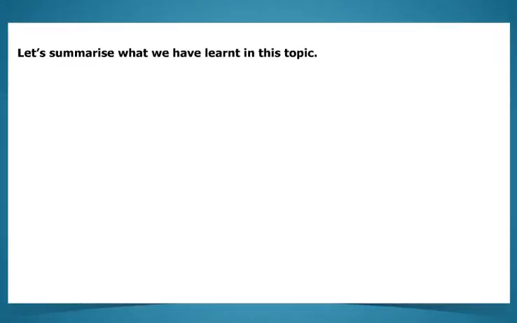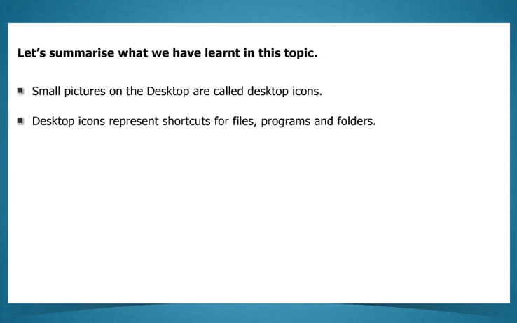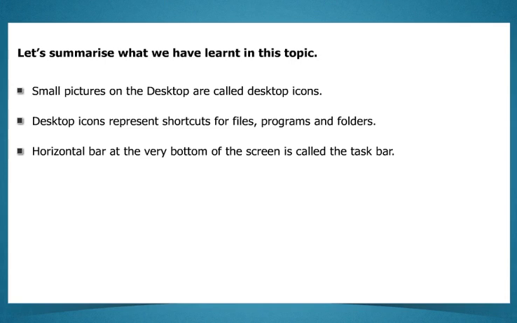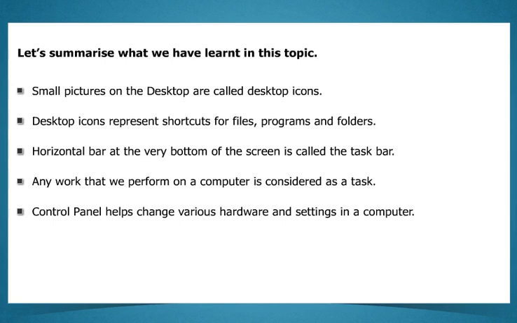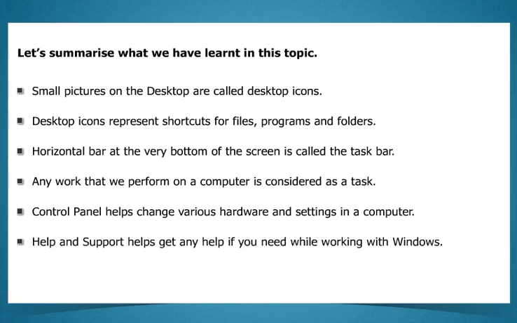Let's summarize what we have learnt in this topic. Small pictures on the desktop are called desktop icons. Desktop icons represent shortcuts for files, programs, and folders. Horizontal bar at the very bottom of the screen is called the taskbar. Any work that we perform on a computer is considered as a task. Control panel helps change various hardware and software settings in a computer. Help and support helps get any help if you need while working with Windows.